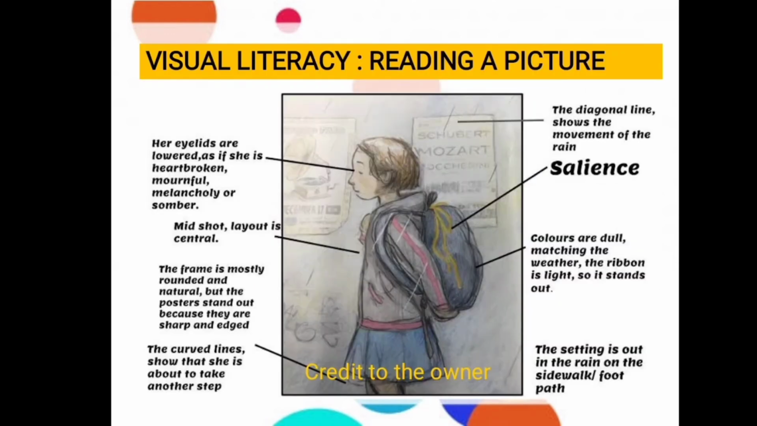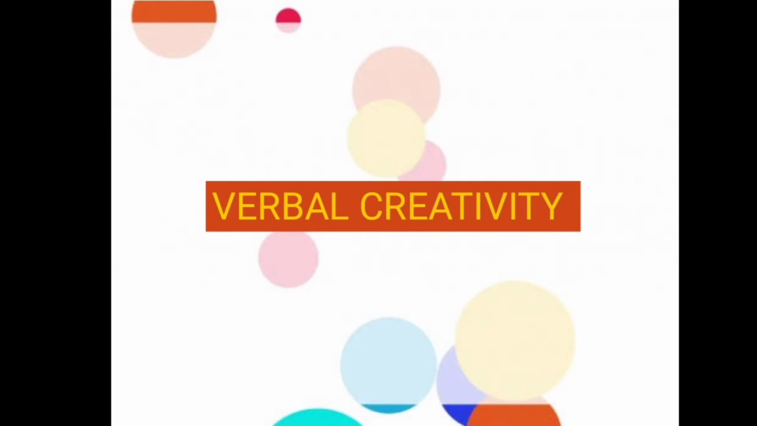So class, I have here an example about visual literacy where the readers can read the picture. So in this picture, students develop visual literacy because they have the ability to comprehend, make meaning of, and communicate through visual means, usually in the form of images or multimedia. So let's now move on to the definition of verbal creativity.